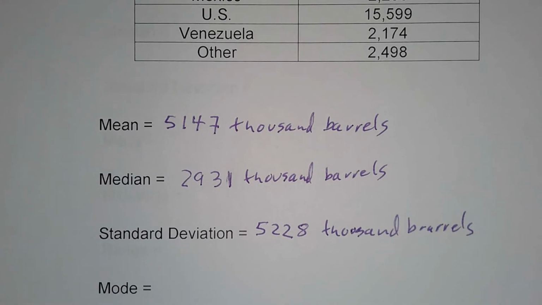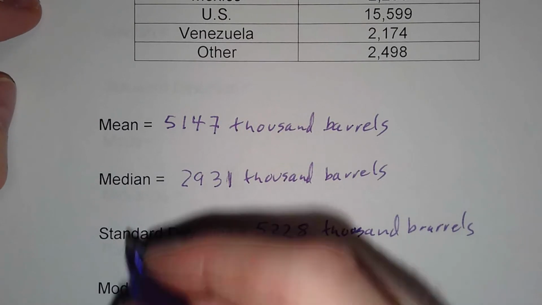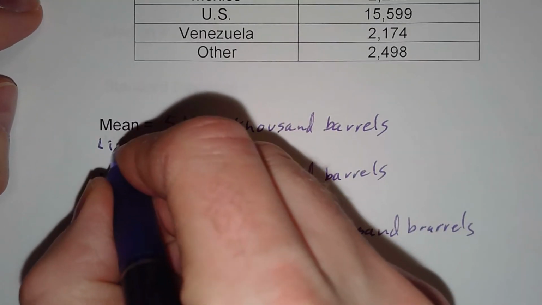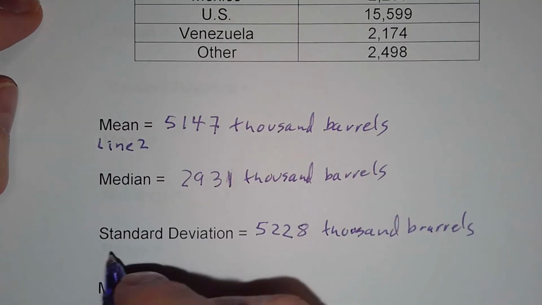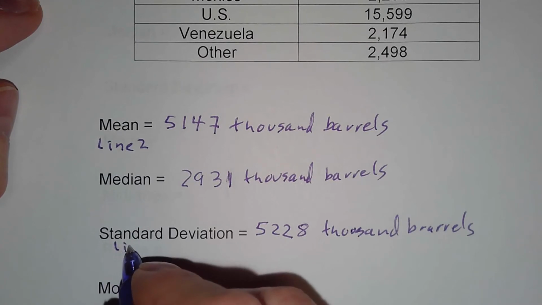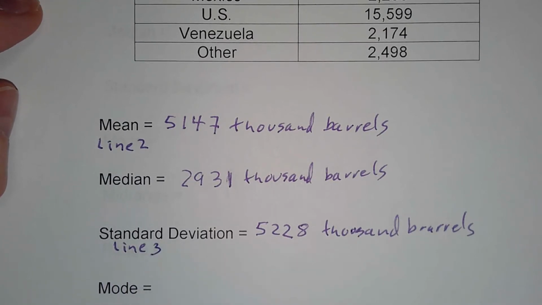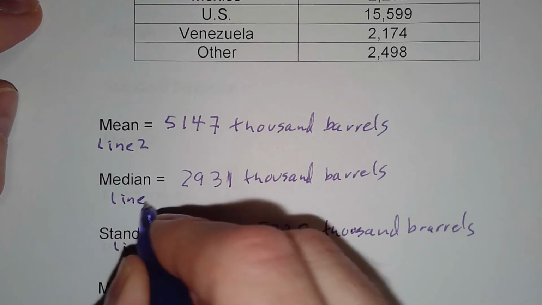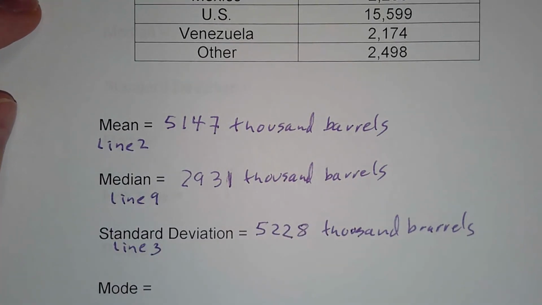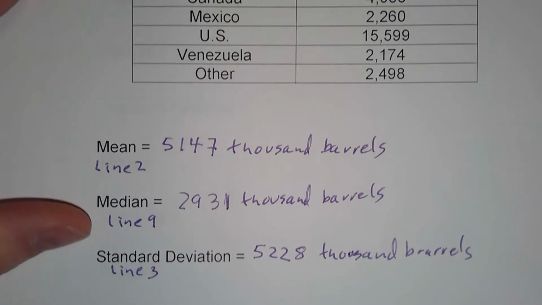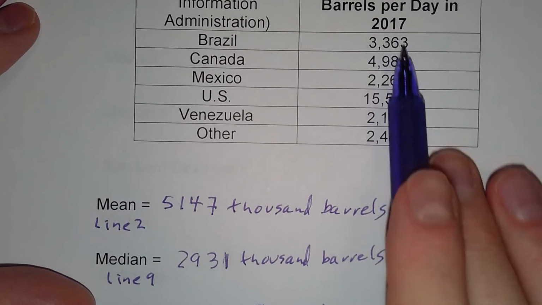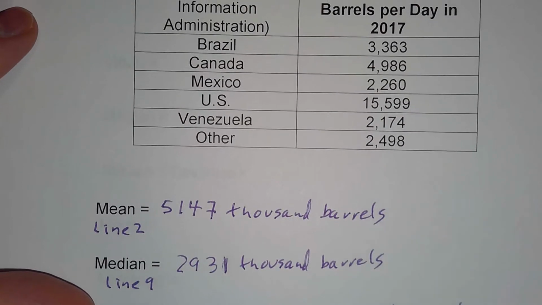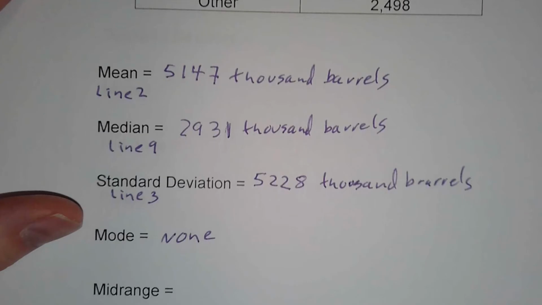So the first 3 we're just grabbing directly from the calculator. The mean here is line 2. Standard deviation is line 3. And the median was line 9. Now in terms of the mode, when we look at this, there is none. So we're going to put none for mode.